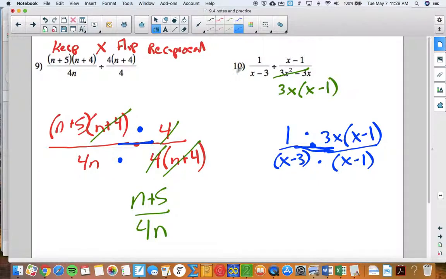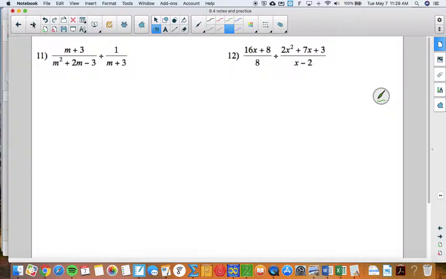There we are. So let's reduce, boom, boom. You get the final answer of 3x over x minus 3. Two left. This one's not factored yet. That'd be m minus 1 times m plus 3. That's in place of that.